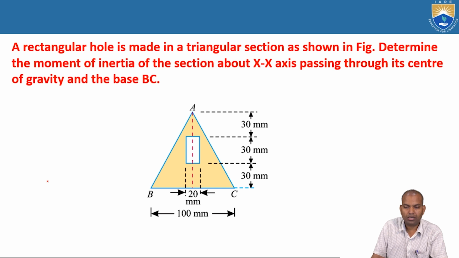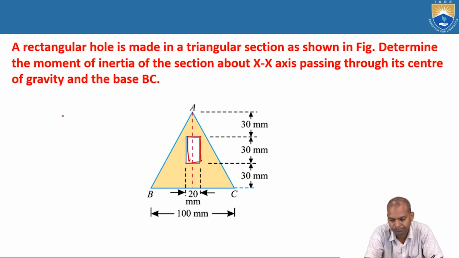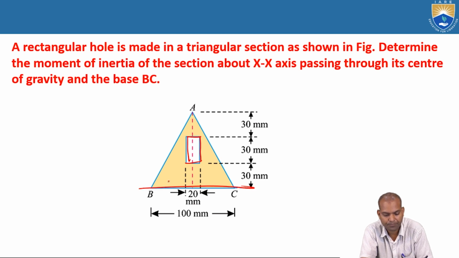Okay, coming to the third problem, the hollow section, which is triangular. From that we have to subtract the rectangular section. Then we'll get the hollow triangular section. This is hollow, this is the section. Now a rectangular hole is made in a triangular section as shown in the figure. Determine the moment of inertia of this section about the x-axis passing through its center of gravity, and the base is BC.